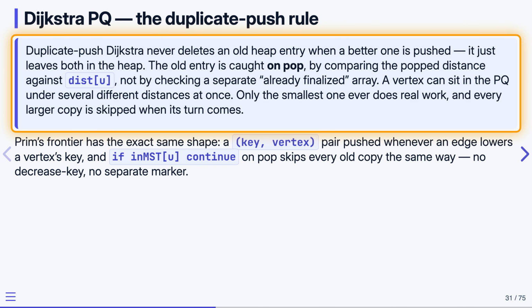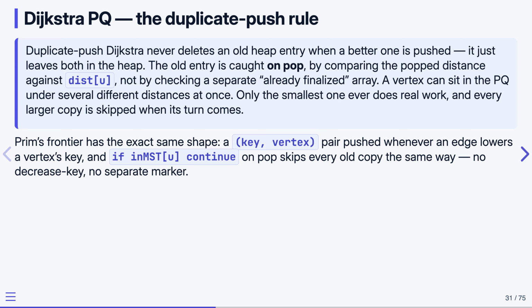Here is the rule in one place. Duplicate push Dijkstra never deletes an old heap entry when a better one is pushed. It just leaves both in the heap. The old entry is caught on pop by comparing the pop distance against dist at U, not by checking a separate, already finalized array. A vertex can sit in the queue under several different distances at once. Only the smallest one ever does real work, and every larger copy is skipped when its turn comes.